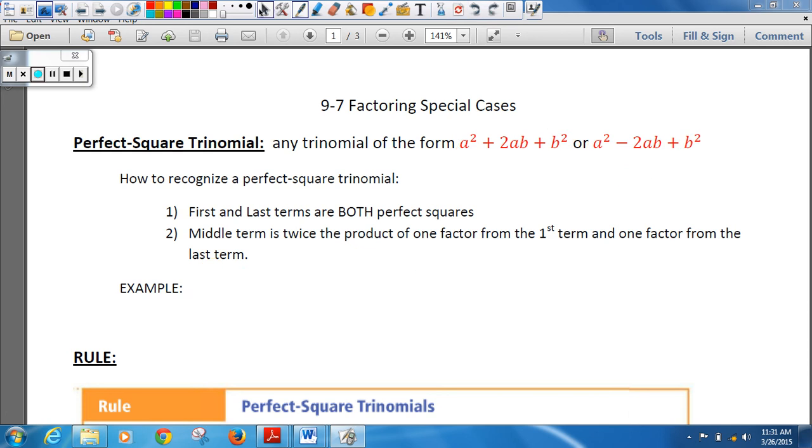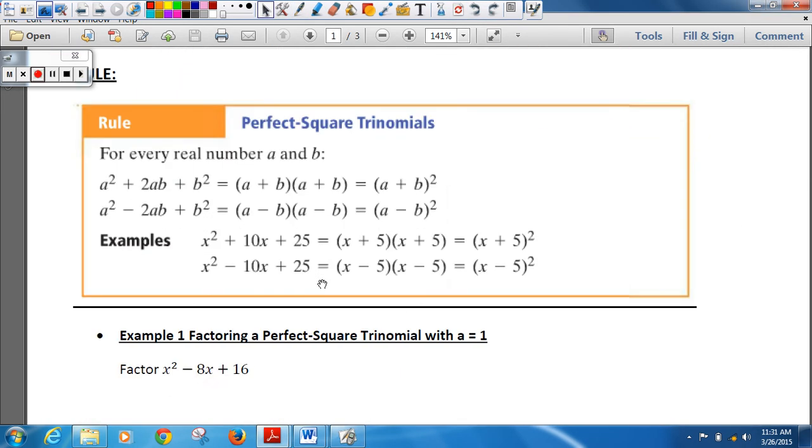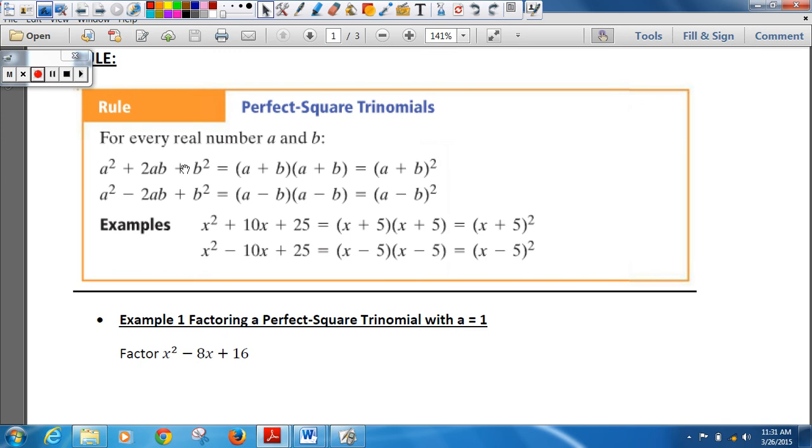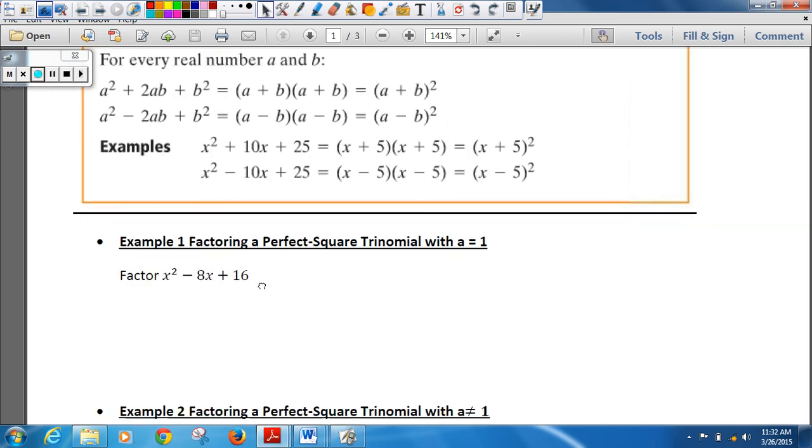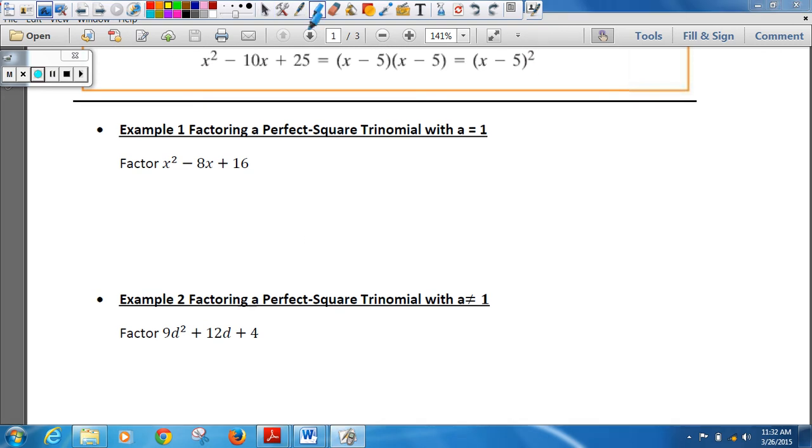So if we look at the exact rules from our book here, it says if both the signs are positive, that would give you A plus B, which would be the same as the quantity A plus B squared. If the second one, or the first one, is negative, that only changes the sign. So if we look here, this is if A is equal to 1. So 1's a perfect square because 1 times 1 is 1. And then we have 16, so that's a perfect square.